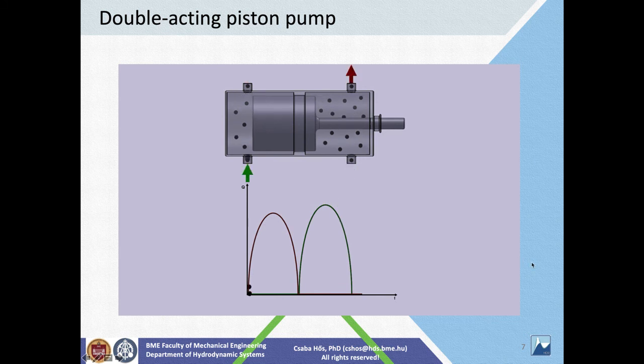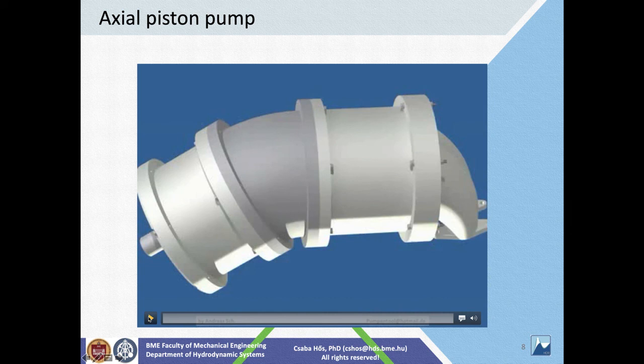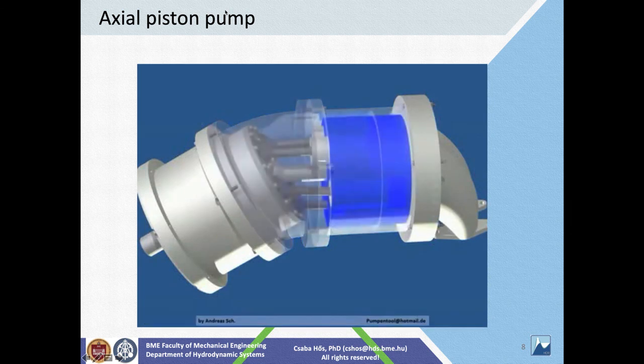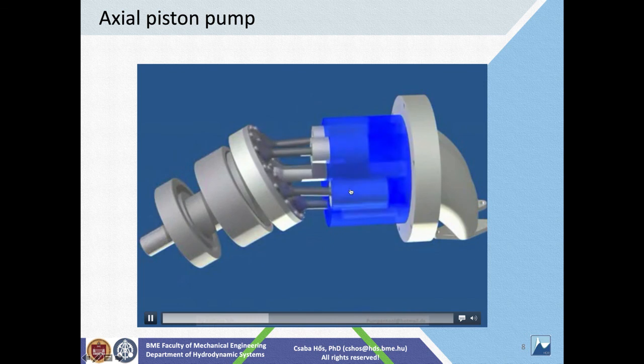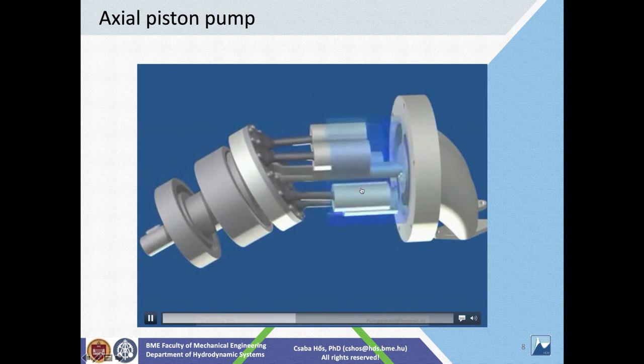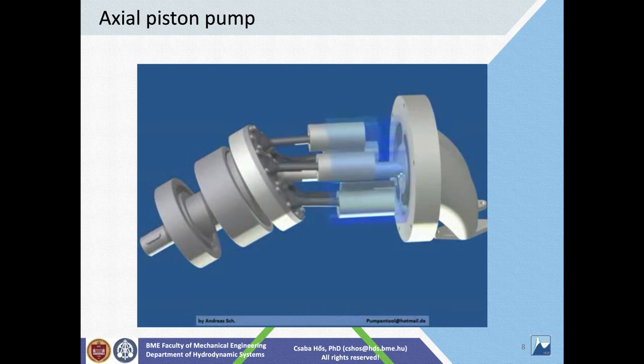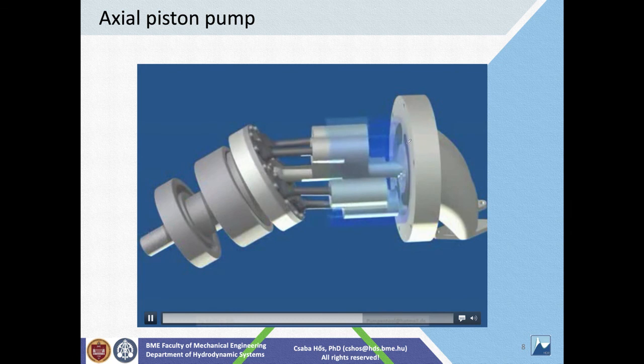In order to compensate this pulsation, which leads to a lot of vibrations, very often for axial pumps, instead of one huge piston, we use a lot of small pistons. As you can see here, we have all these small pistons. They are moving axially. In this range, they are moving outwards, and when they go to the other side, they move backwards. This is the suction side, and this here is the pressure side.